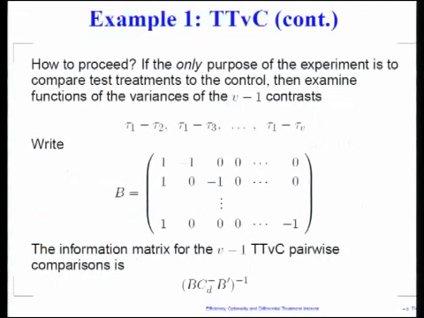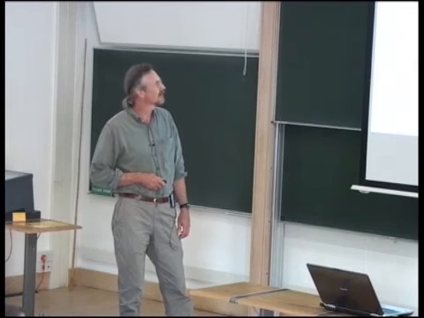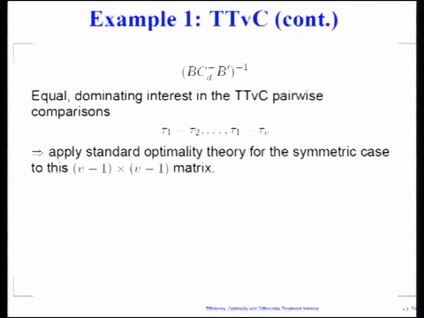And how do you do this? Well, I'm going to show you the standard way it gets done, which is this. We just form the elementary contrast between tau 1, the effect of the control treatment, and the V minus 1 test treatments, and we'd get the information matrix for that. And so there's the matrix of coefficients for those contrasts. This is the information matrix that you end up with. And then with that information matrix, you apply standard optimality theory. Okay? So this is now V minus 1 by V minus 1 rather than V by V. But notice what this is saying. This is saying that you have equal and dominating interest in those pairwise comparisons right there.